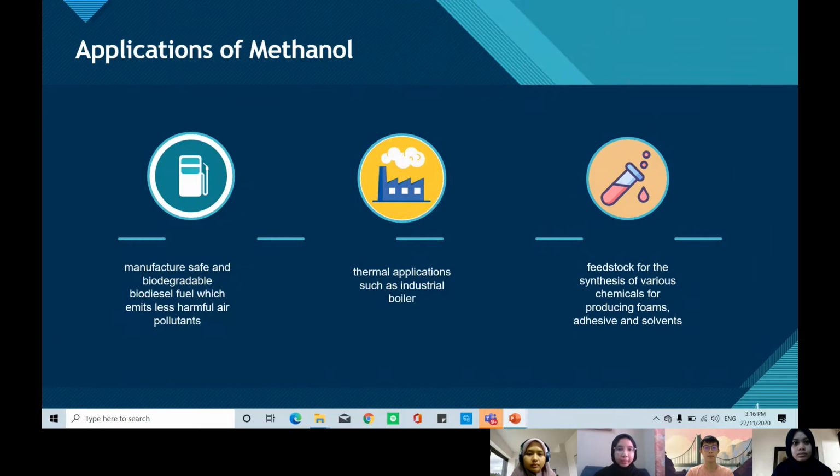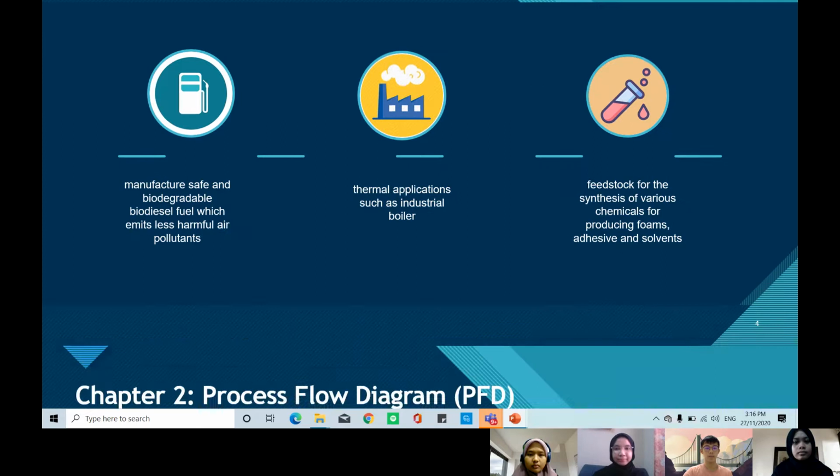I will talk about the applications of methanol. Nowadays, the function of methanol is very wide as it can be used to manufacture safe and biodegradable biodiesel fuel which emits less harmful air pollutants. It also can be used in thermal applications such as industrial boiler. Besides, methanol can be a feedstock for synthesis of various chemicals for producing foams, adhesives, and solvents. Next, I will pass the floor to Amalina.